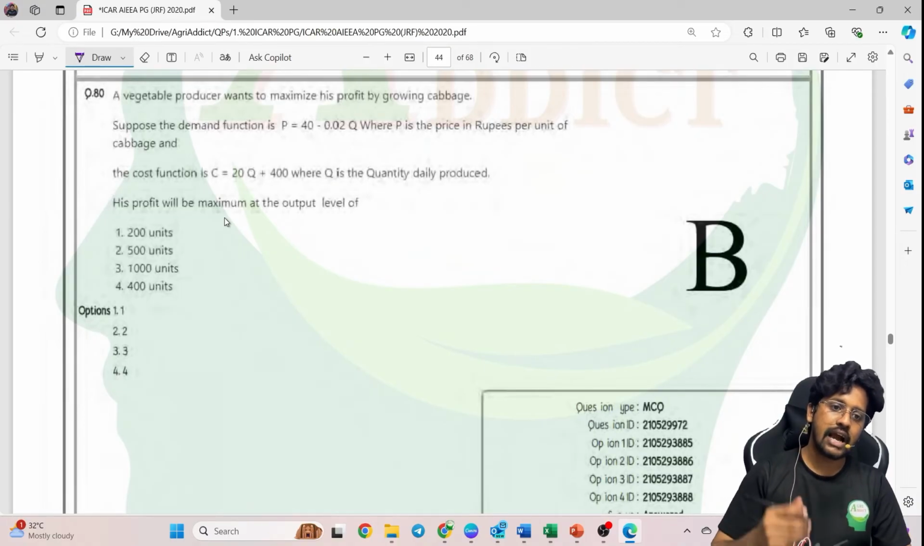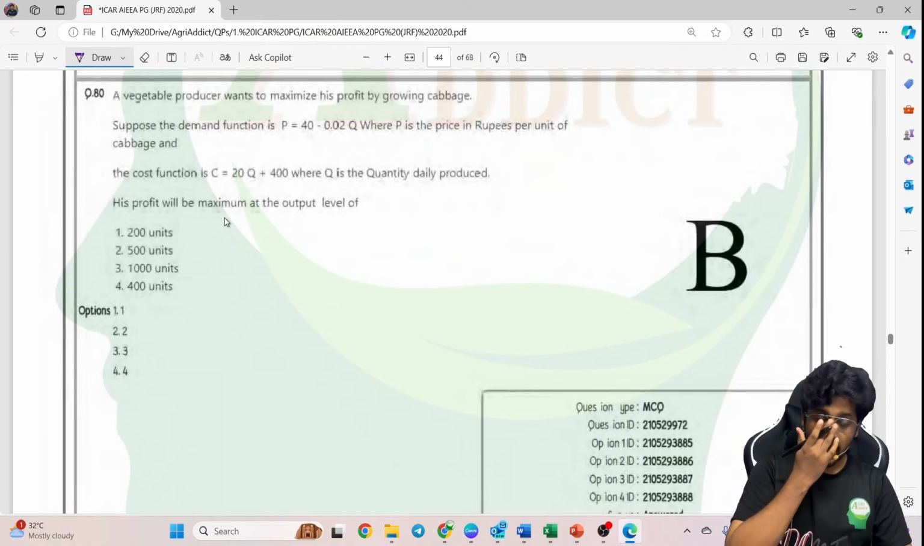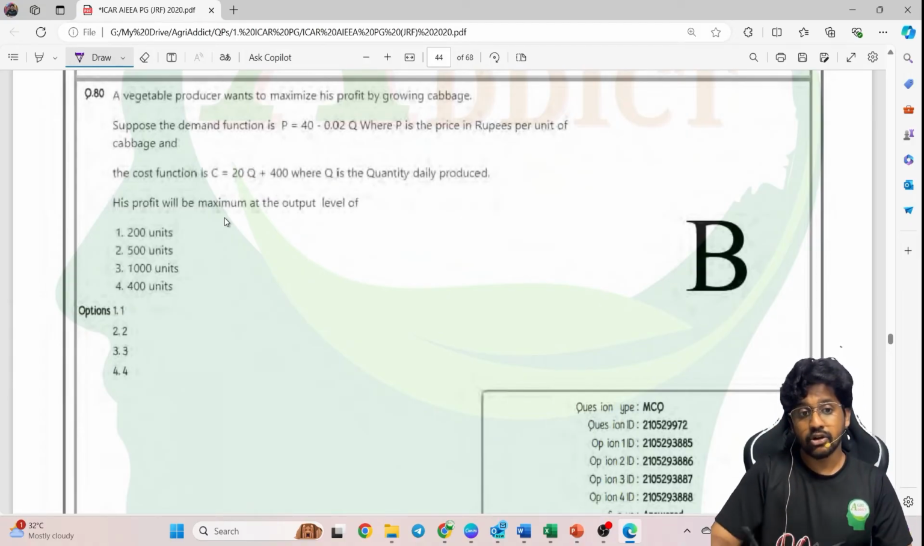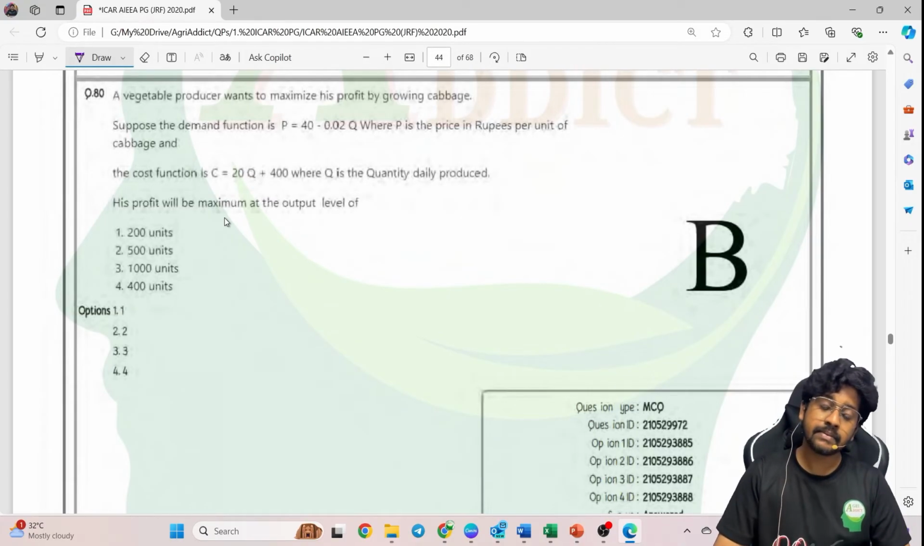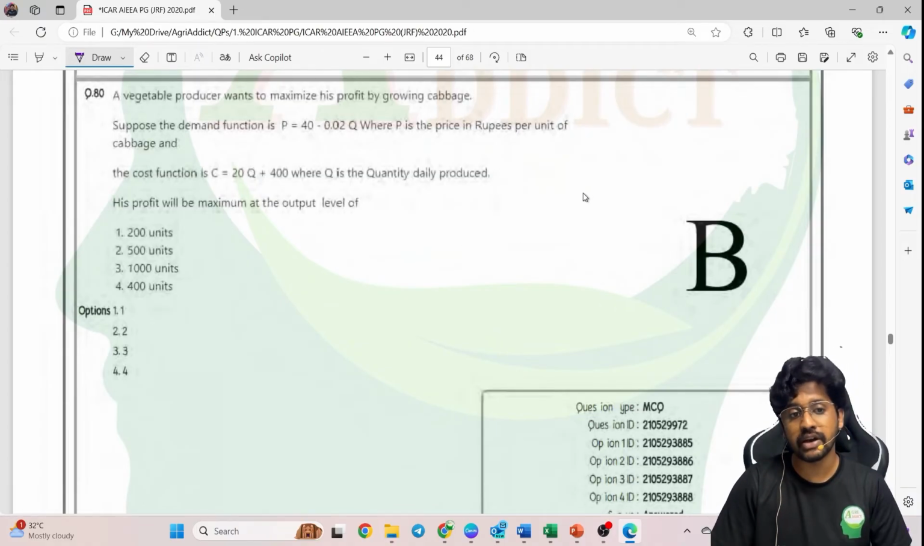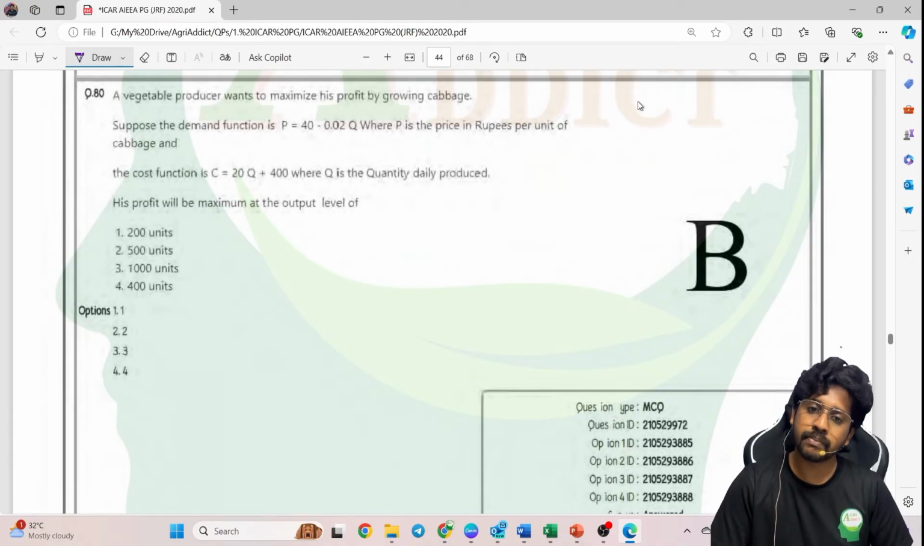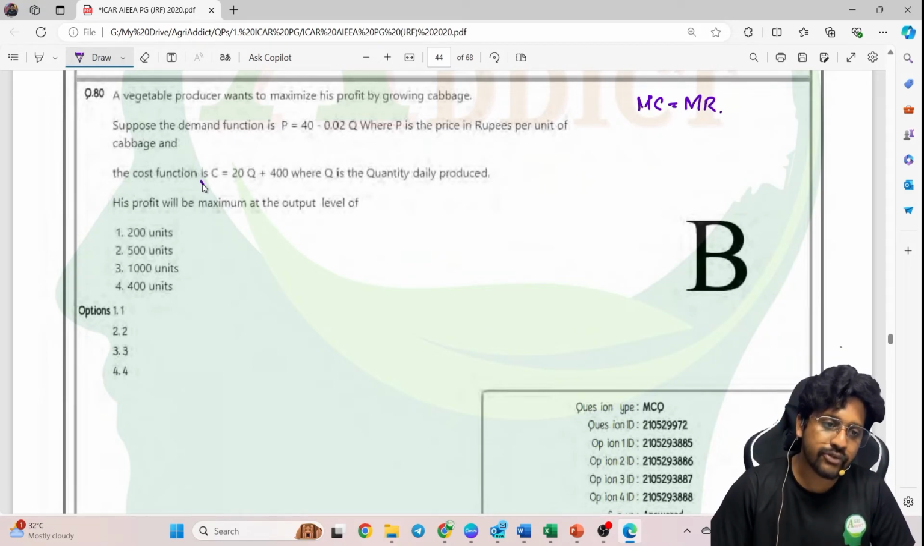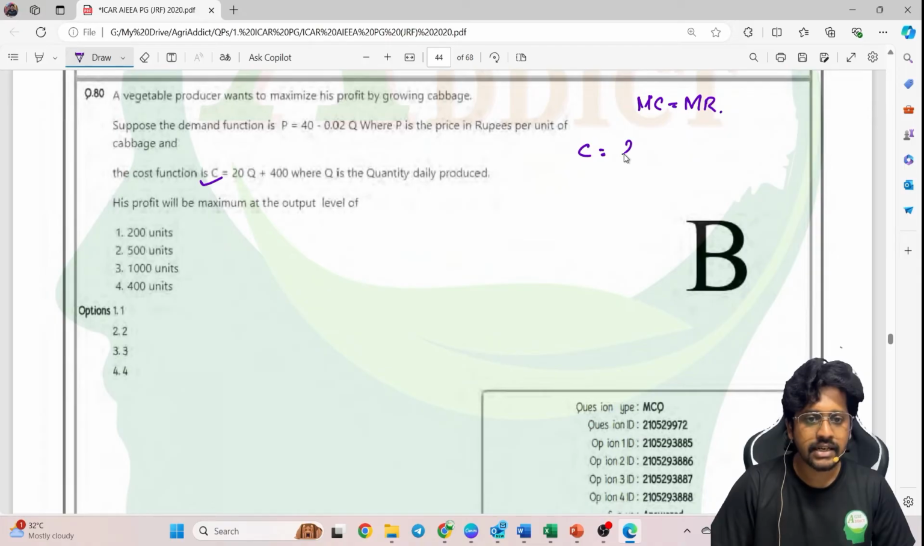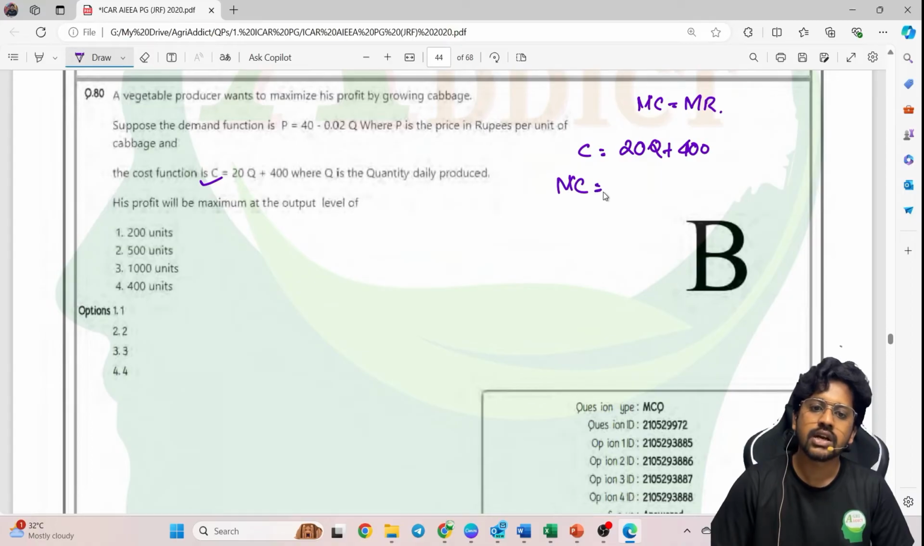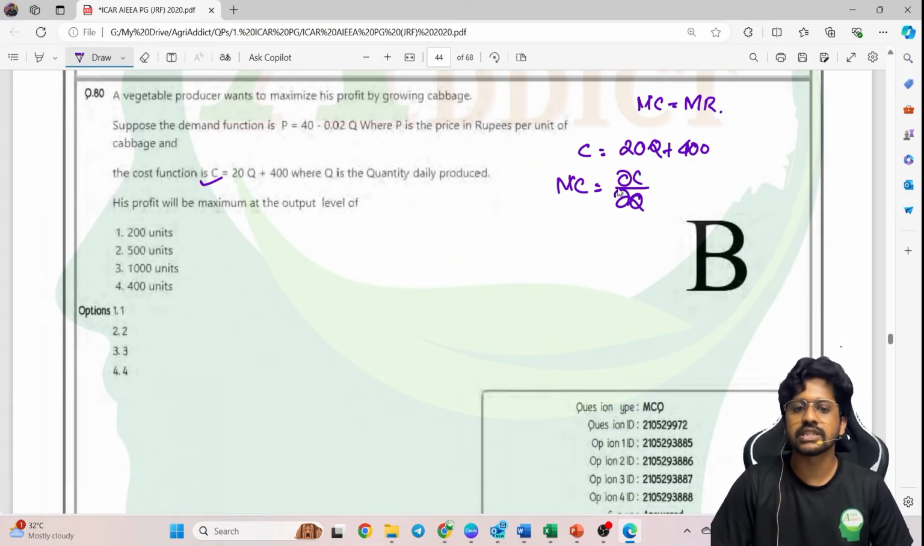So therefore we have the demand function and we have the cost function. How to maximize the profit? In order to find the maximum point of the profit, the basic condition is nothing but MC should be equal to MR, right? So here we have the cost function, which is 20Q plus 400. In order to find the marginal cost, what do you have to do? We have to differentiate the cost, right? ∂C with respect to ∂Q. Differentiate the cost function with respect to Q.